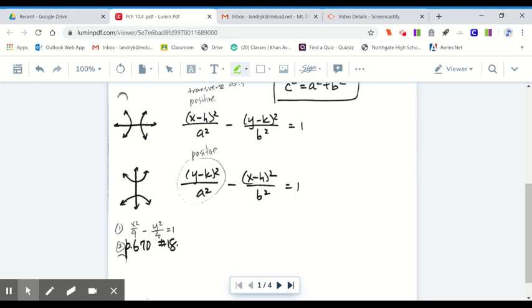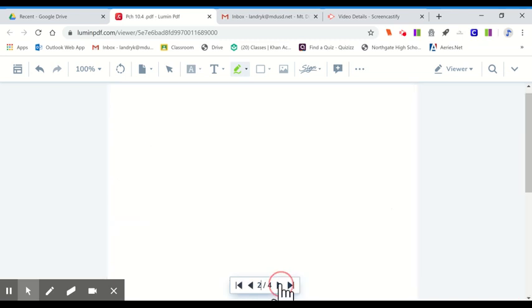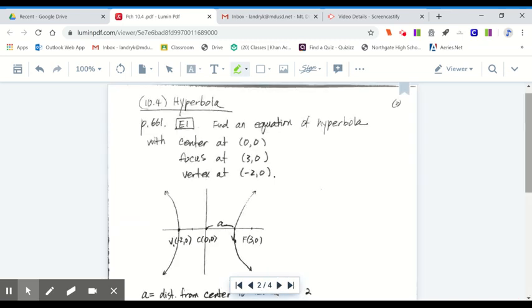So use this as a sort of reference sheet as you go do a couple of examples. Let's see, I think we have time to do one example. Next page. There we go. Okay. So here's an example on page 661, example 1 in the book.